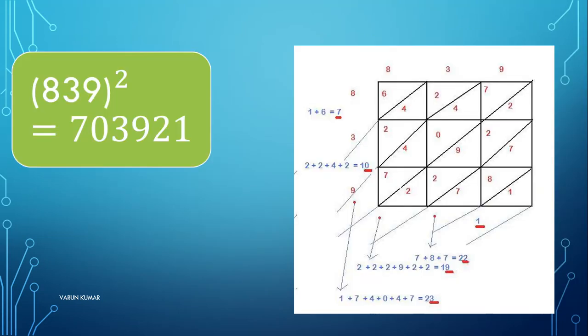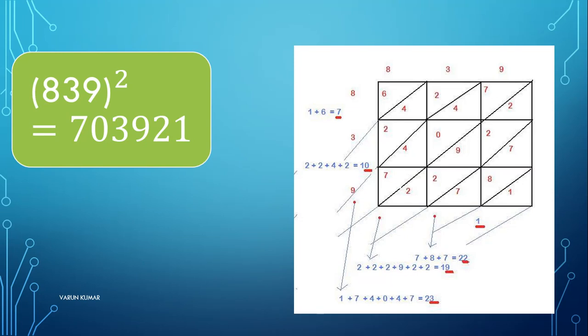We have to find the square of 839. Again, we are going to draw a grid of 3 by 3 squares, and draw a diagonal in all the squares, and then we multiply each of the digits. First we multiply 8 into 8, we get 64. Write 6 in the upper part and 4 in the lower part. Again we multiply 8 into 3, we get 24. Write down 2 in the upper part, 4 in the lower part. Similarly, we fill in all the triangles.